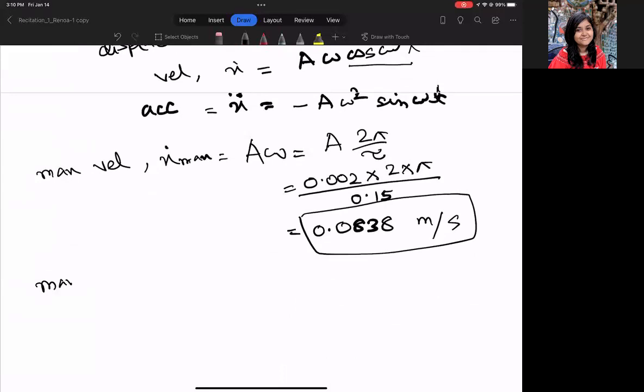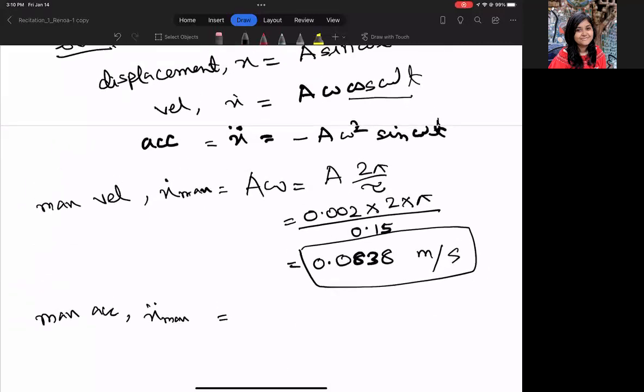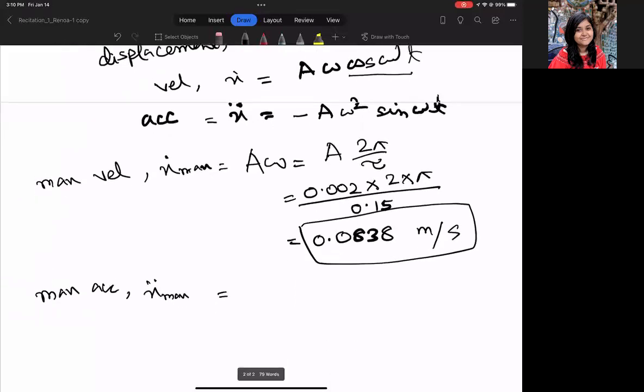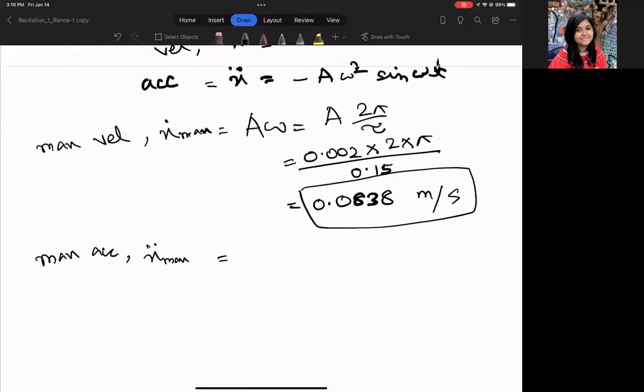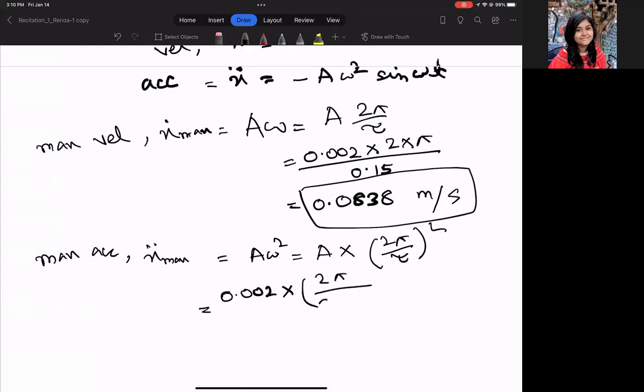Similarly, for maximum acceleration, which is x double dot max, the maximum value would be when the sine omega t becomes 1. So the maximum value of acceleration is a omega square, which we can write as a times 2 pi by tau whole square. If we put in the values 0.002 into 2 pi by 0.15 whole square, you'll get the answer, which is 3.5 meters per second square.